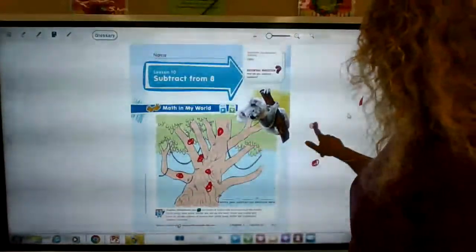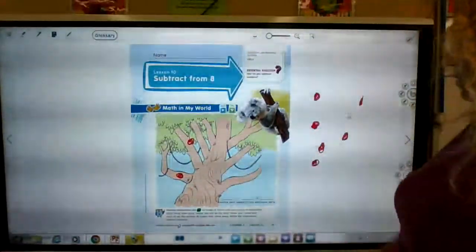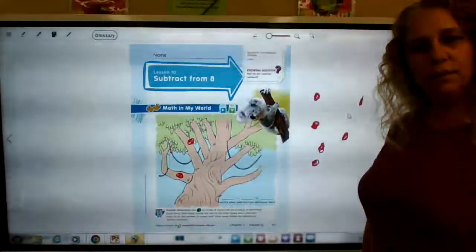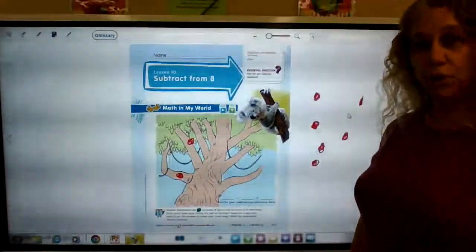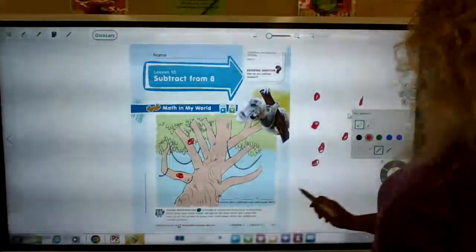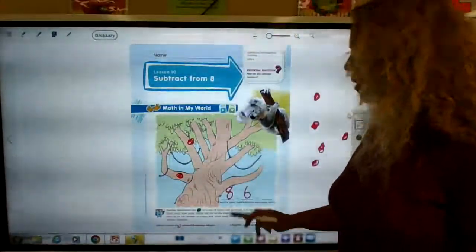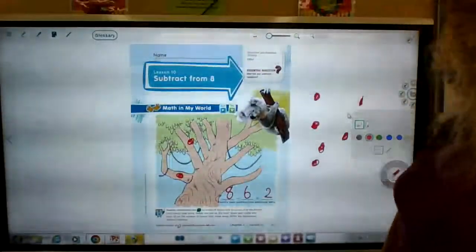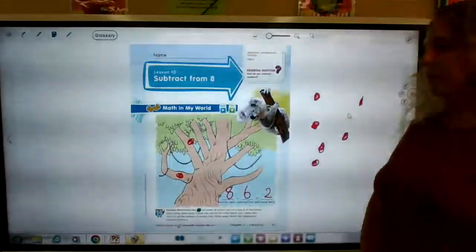So 1, 2, 3, 4, 5, 6. How many koalas are still on the tree? 2. There's 2 koalas left. So our subtraction number sentence is, we started with 8 minus 6. 6 koalas got off the tree. And we were left with 2 koalas. 8 minus 6 equals 2. Okay.